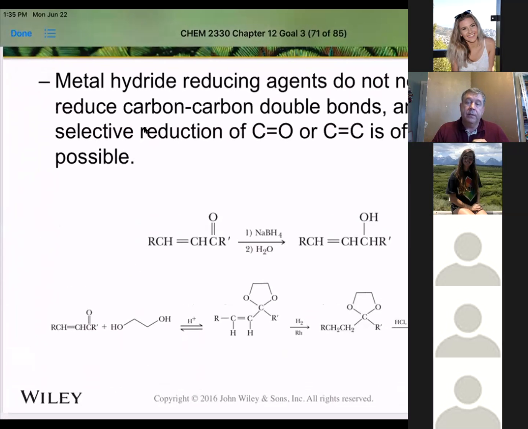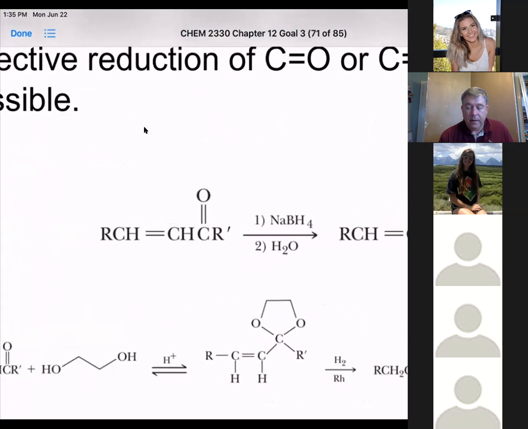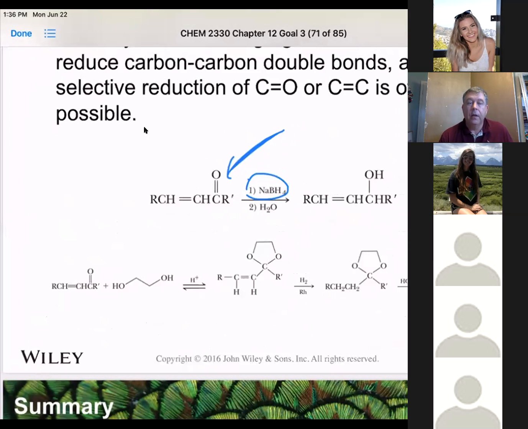React a carbon-carbon double bond versus a carbon-oxygen double bond. And the key here is to make the carbonyl not act like a carbonyl if we want to reduce down just the carbon-carbon double bond. So, for example, if we have an alkene and a carbonyl on the same compound, and you use sodium borohydride, it's only going to attack the carbonyl. However, if you had both on there and you only wanted to do the double bond, you have to make the carbonyl not act like a carbonyl.